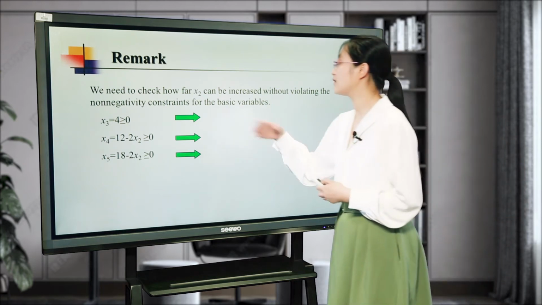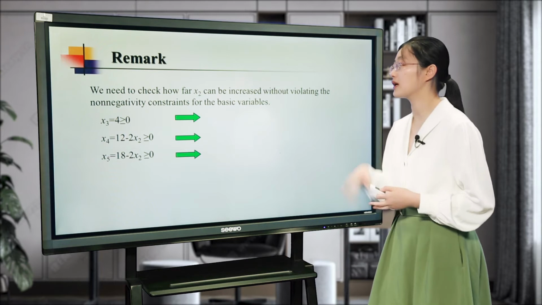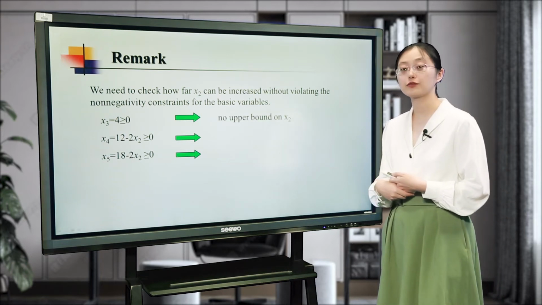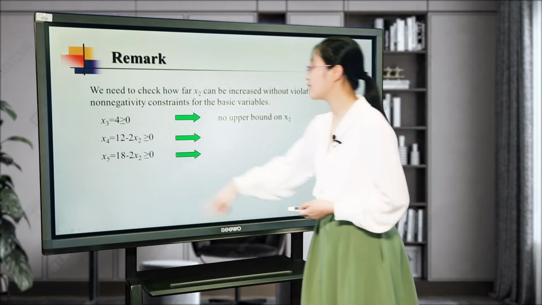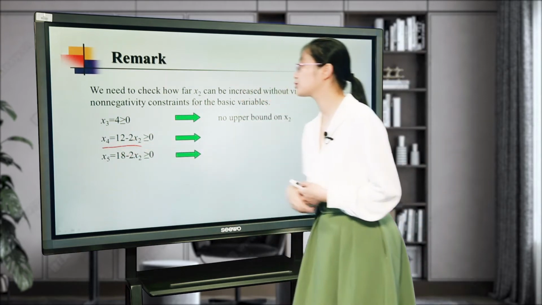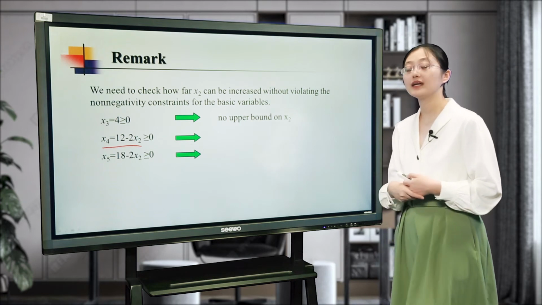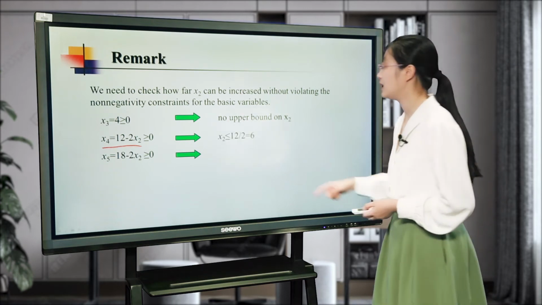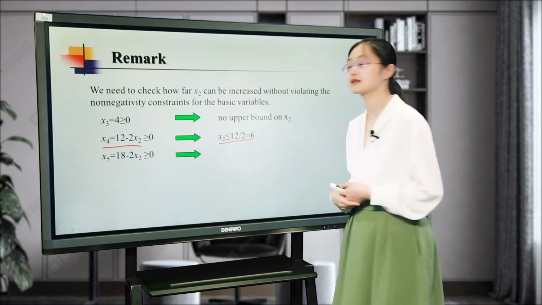So the first one is x3. This is equal to 4. It has nothing to do with x2, so there's no restriction on x2 for this part. On the second one, we have x4 equal to 12 minus 2x2. But it has to be non-negative, so x2 cannot be too big. It has to be less than or equal to 6.